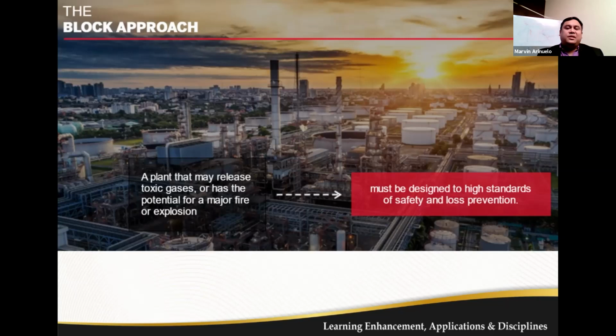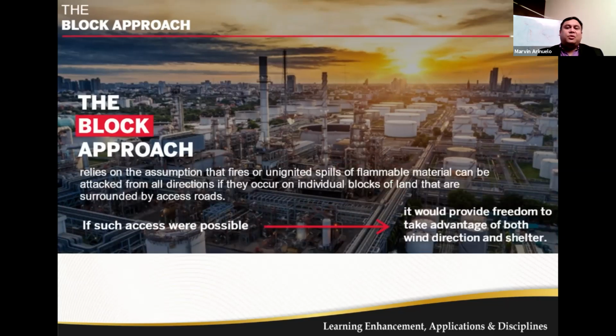And according to Section 8 of Chapter 2 of your Fire Protection Handbook, discuss the block approach as one method for plant spacing. So what is the block approach? The block approach relies on the assumption that fire or unignited spills of flammable material can be attacked from all directions if they occur on individual blocks of land surrounded by access roads. If such access were possible, it will provide freedom to take advantage of both wind direction and shelter afforded by peripheral structures.